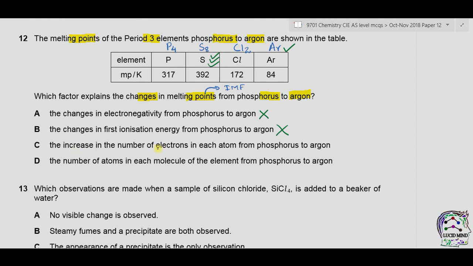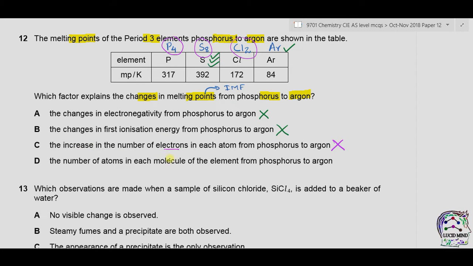Part C. The increase in number of electrons in each atom from phosphorus to argon. This is a true statement because the number of protons increases and the number of electrons also increases. But this statement does not define the melting points because for melting point we are not studying individual atoms, we are studying molecules. So this is incorrect.